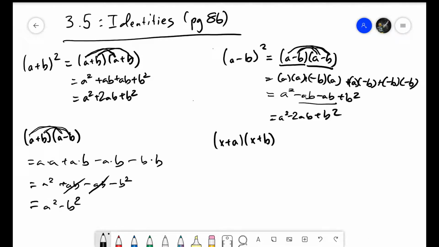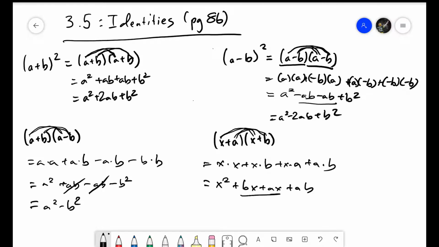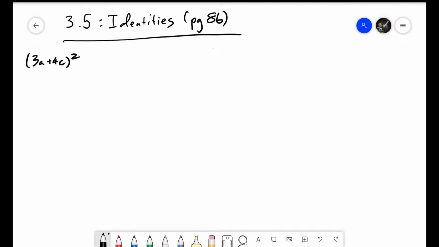Finally is the generalized identity for multiplying binomials. So this becomes x times x plus x times b plus a times x plus a times b, which is equal to x squared plus bx plus ax plus ab. Then you can factor out an x here, and that will give x squared plus x times (a + b) plus ab. Alright, now we'll be looking at some problems.